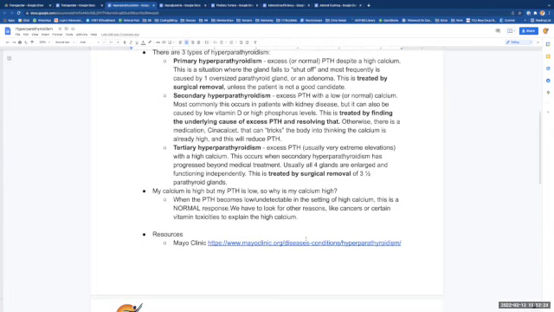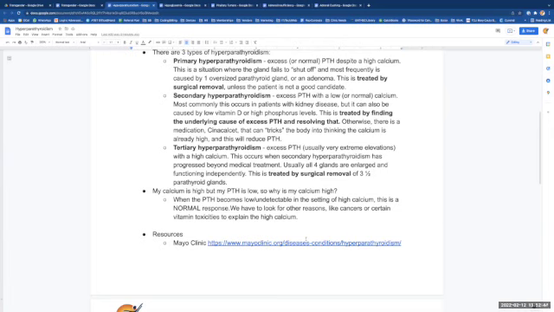At this point, usually all 4 glands are enlarged and function independently, meaning they don't pay attention to any of the cues to stop making PTH. We treat this by surgical removal of 3.5 of those parathyroid glands. You can function quite well with just a portion of 1 gland.